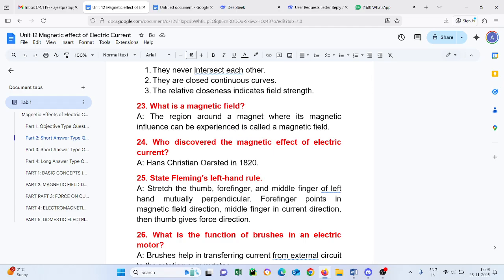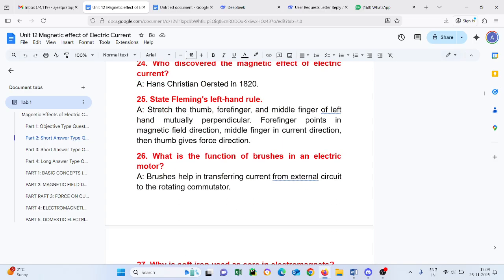State Fleming's left hand rule. The thumb, forefinger and middle finger of the left hand are mutually perpendicular to each other. The forefinger points in the magnetic field direction, the middle finger in the current direction, and the thumb gives the direction of force.